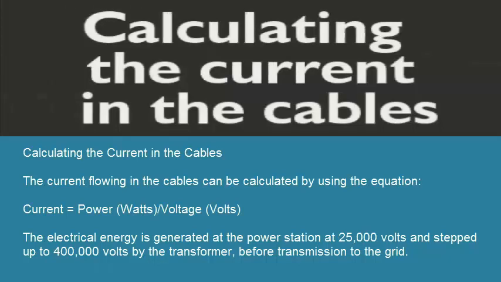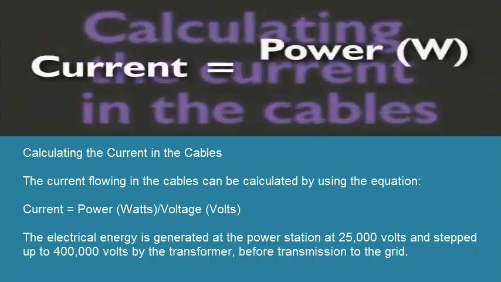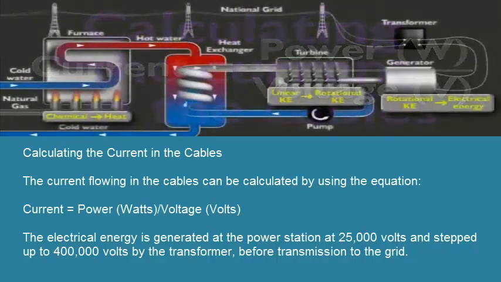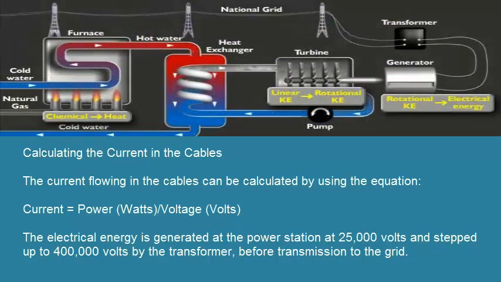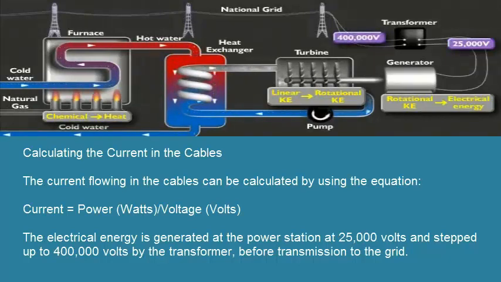Calculating the current in the cables. The current flowing in the cables can be calculated by using the equation current equals power, watts, divided by voltage, volts. The electrical energy is generated at the power station at 25,000 volts and stepped up to 400,000 volts by the transformer before transmission to the grid.